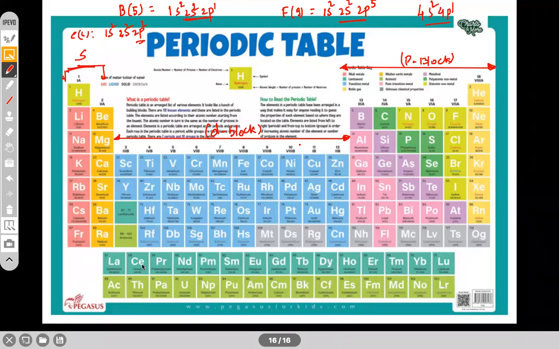If the last electron goes into S subshell, it is S block elements. If the last electron goes into P subshell, it is P block elements. D subshell, D block elements. F subshell, F block elements. Like you see, for these two groups, the last electron goes into S subshell only. So that's why these are S block elements. You can write down the electronic configuration of any elements, you'll get the same thing. Here also you see, for all these elements, if you write down the electronic configuration, the last electron always goes into P subshell, and hence we have P block elements. D subshell, D block elements. Is it clear?